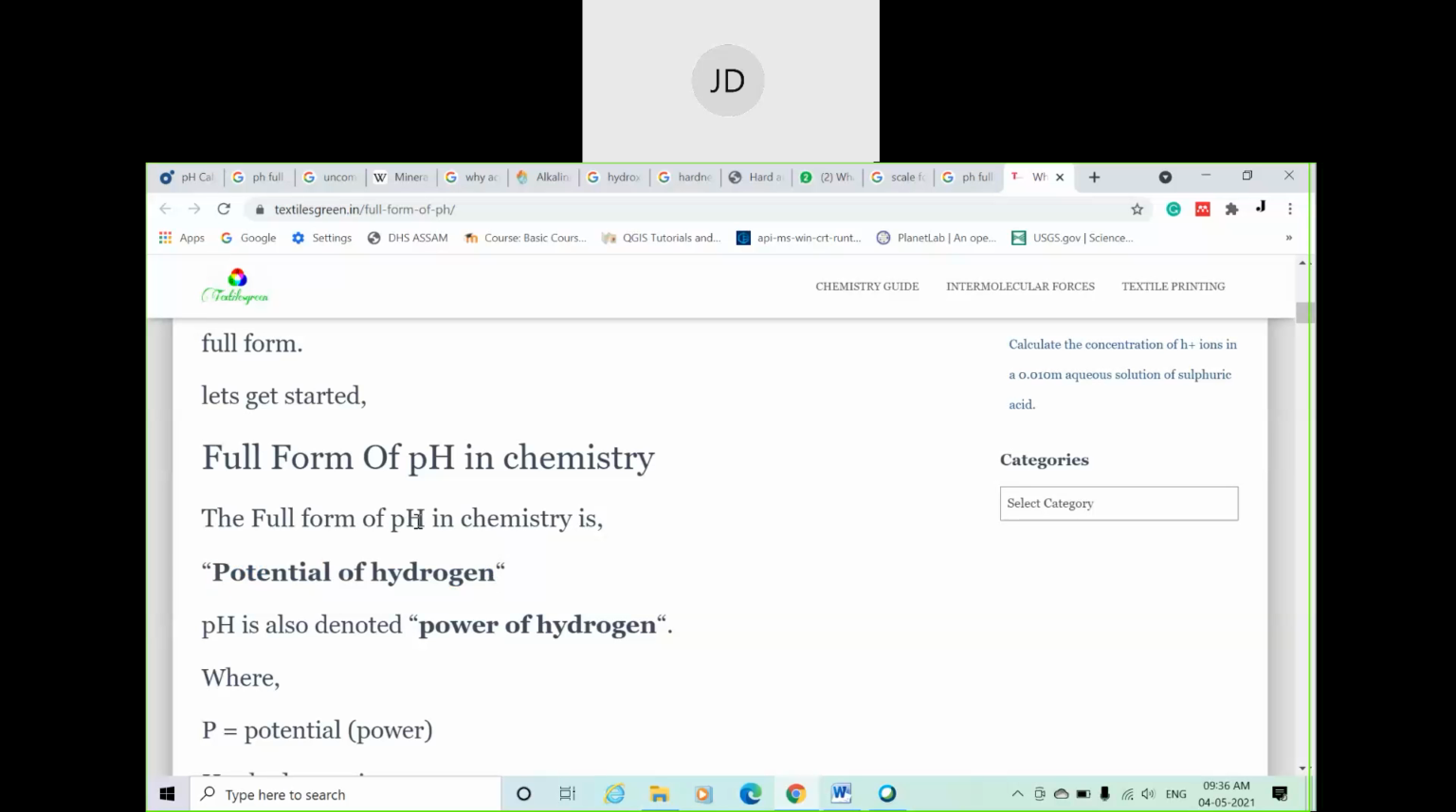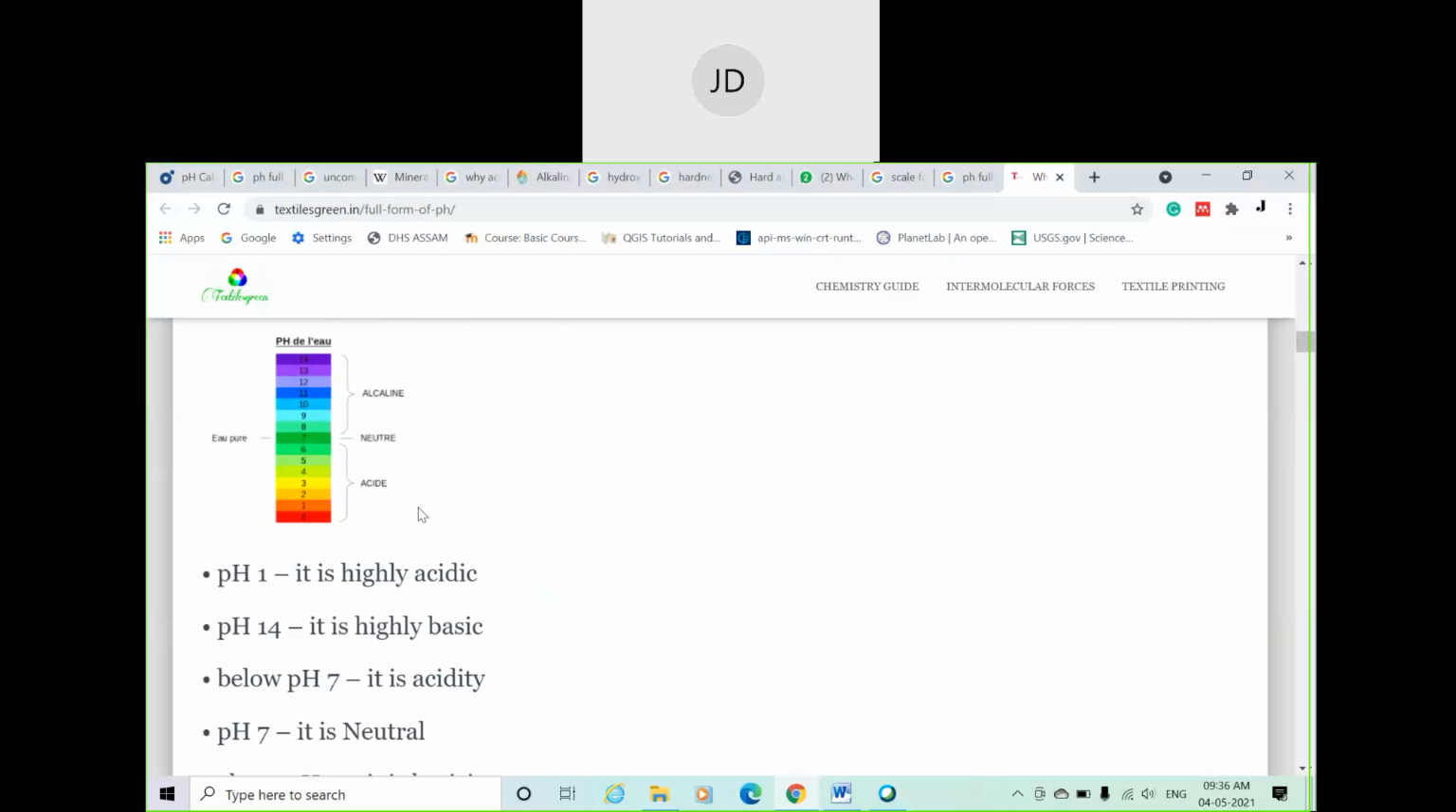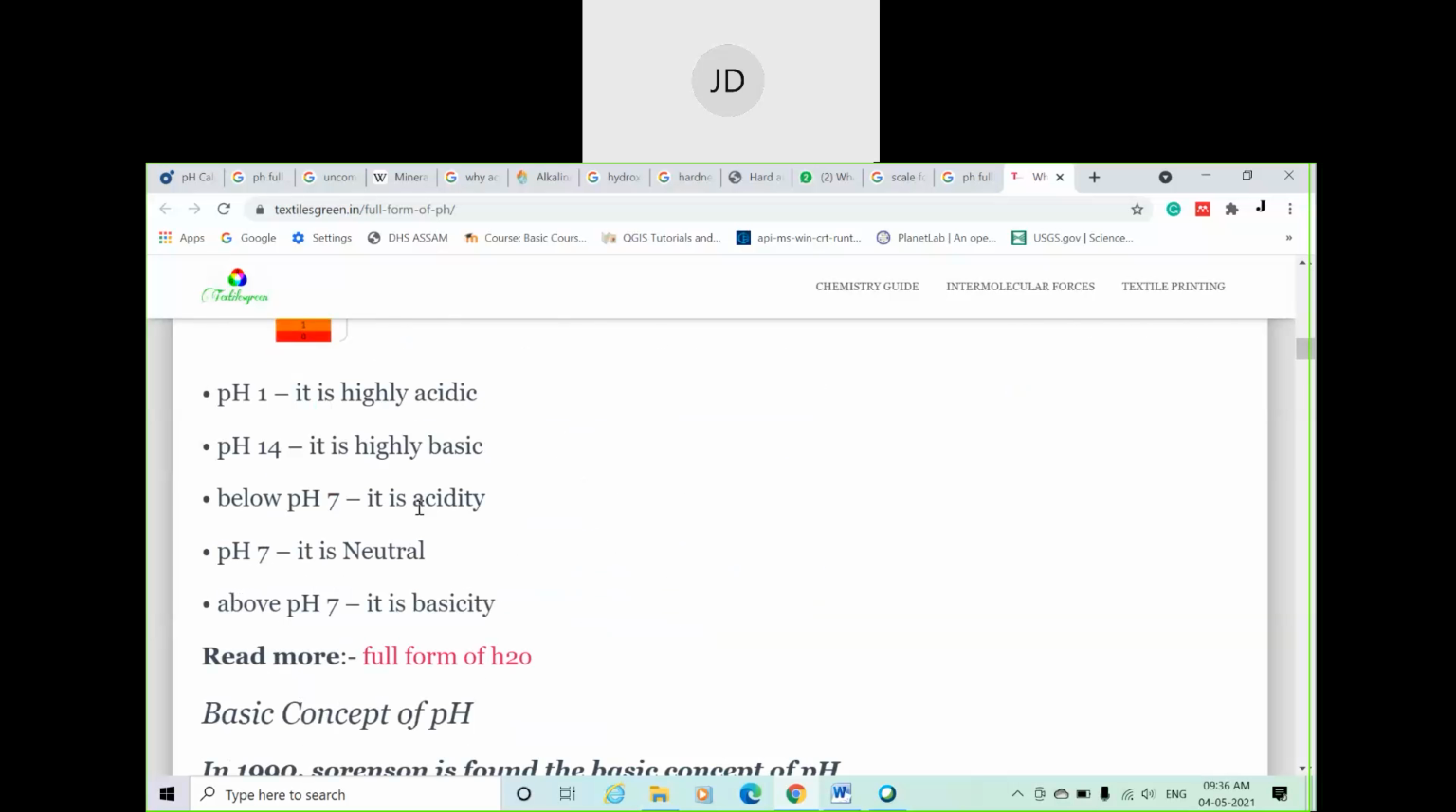Similarly, if in place of H I write OH, it will represent the potential of hydroxyl ion. P is for potential, or you can say power, and H is for hydrogen ion. Okay, so I'll tell you how to represent it.